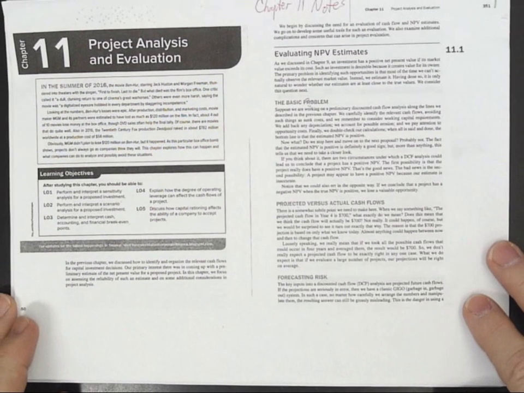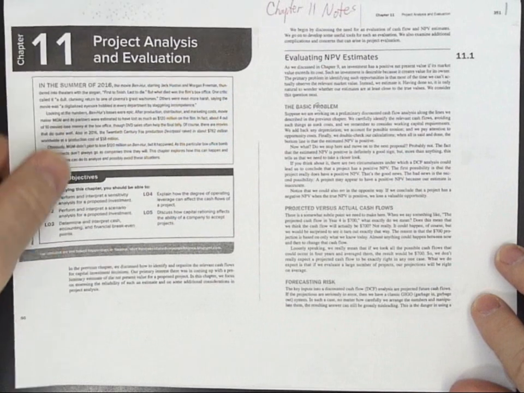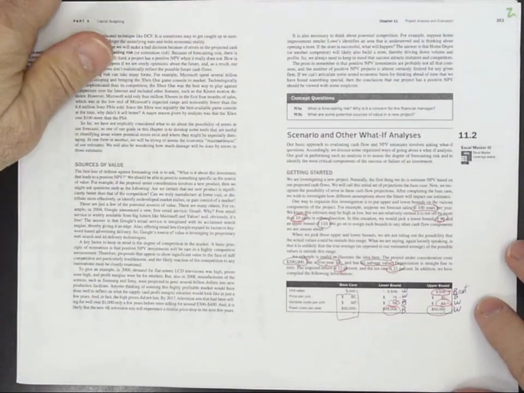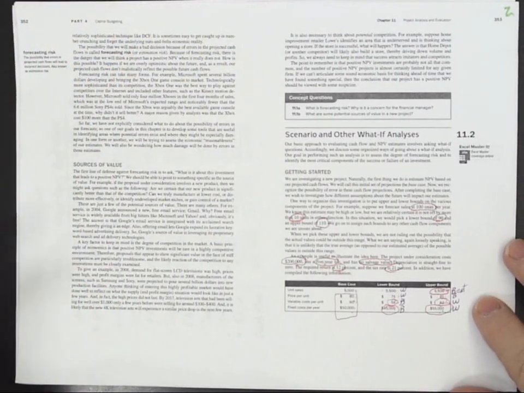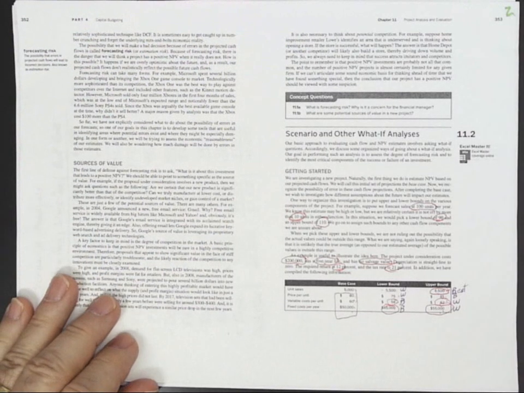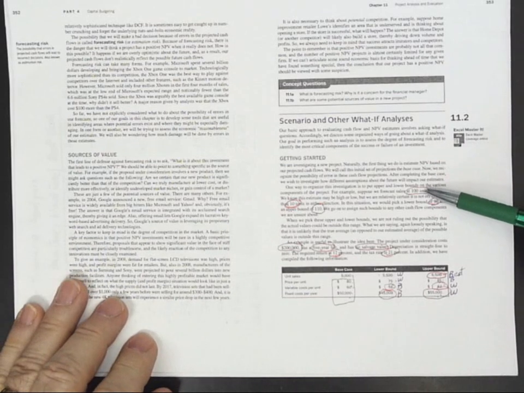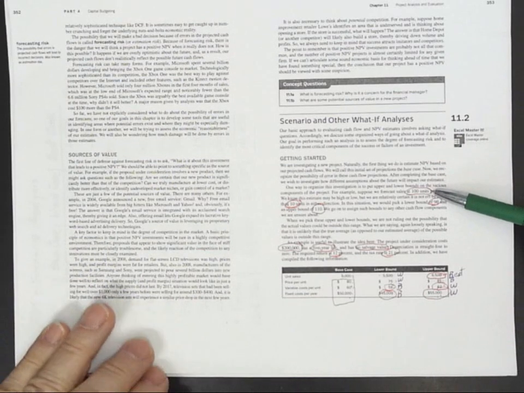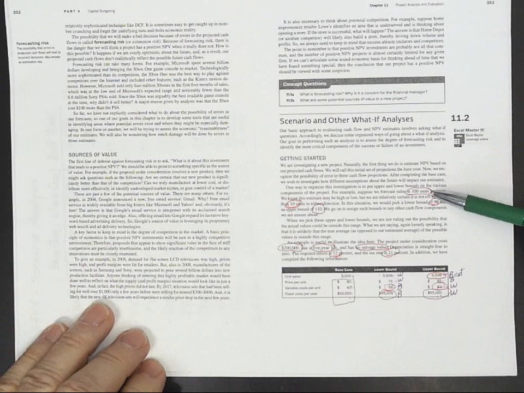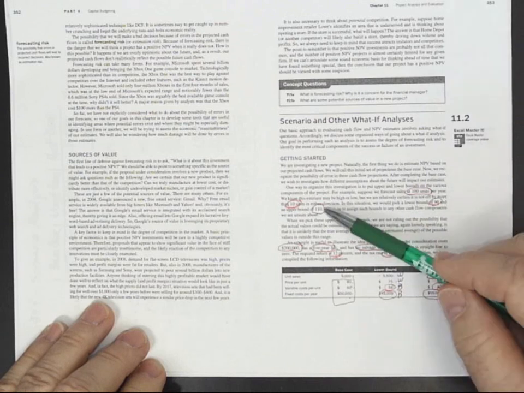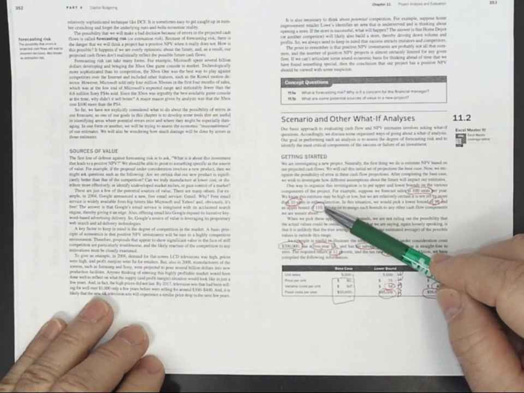So let's get further into Chapter 11. Scenario and other what-if analysis. This is section 11.2. So here's an example where instead of saying, oh, we forecast sales of 100 units, maybe we say we think it could be 100, but it could be 10 units on either side. So maybe it'd be 90 units, or maybe it would be 110 units.